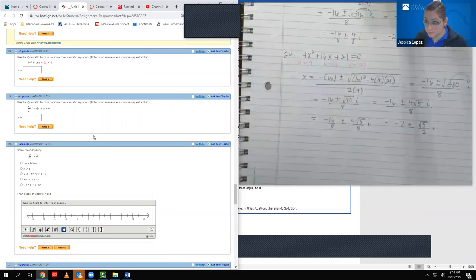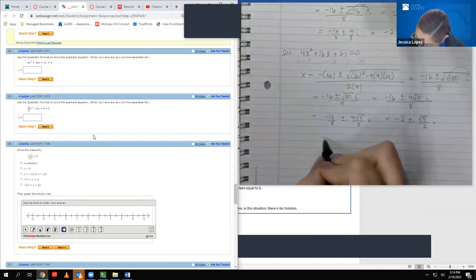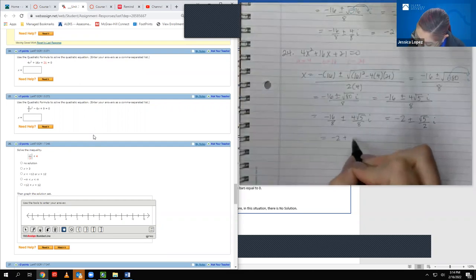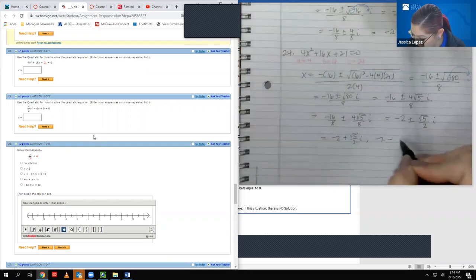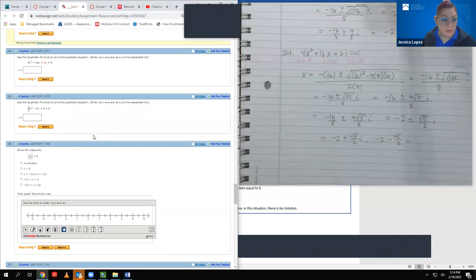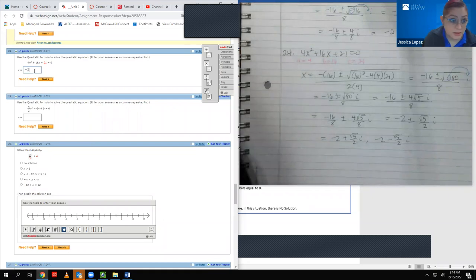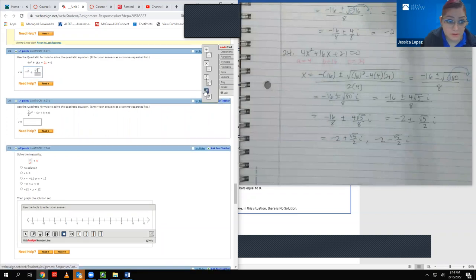So if I have to separate my answers into two, it's going to be negative 2 plus square root of 5 over 2 i and negative 2 minus the square root of 5 over 2 i. So don't think that you cannot get a radical with an imaginary solution. It can happen.